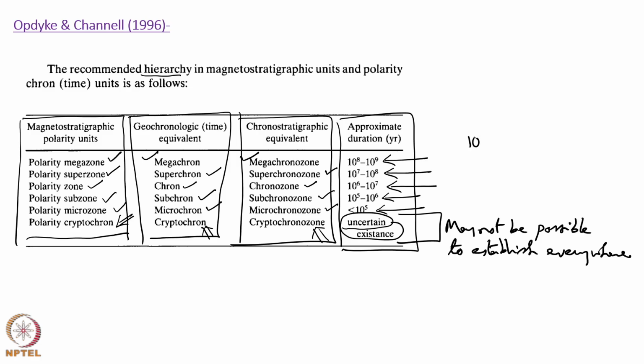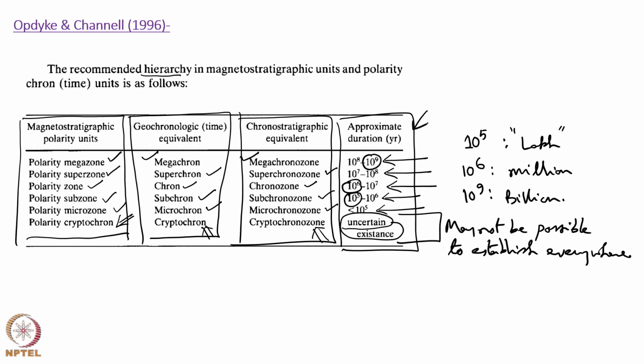Just to recollect, 10 to the power 5 we say lakh in Indian and South Asian countries, 10 to the power 6 is million, 10 to the power 9 is billion. We find 10 to the power 5, 10 to the power 6 and 10 to the power 9 involved in the approximate duration.